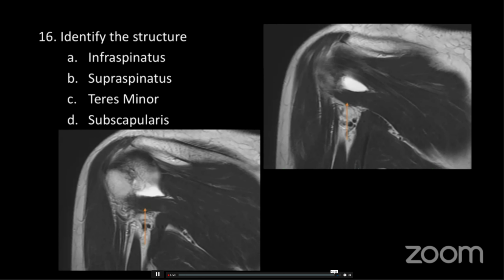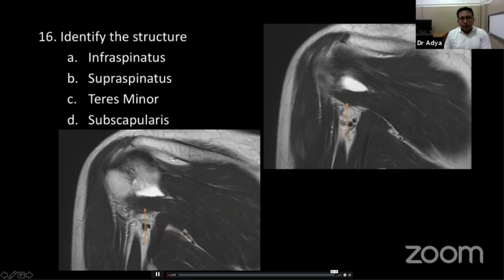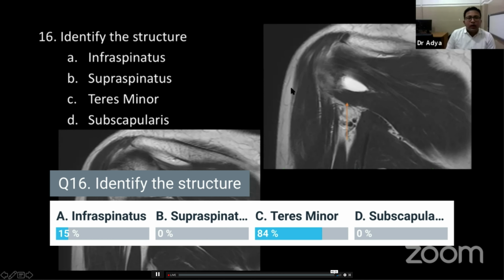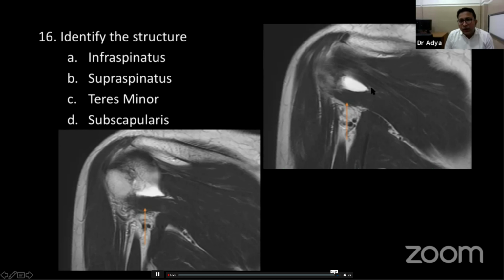I'm ending the poll, sir. So 84% of the attendees have answered C, and 15% have answered A. This is again correctly answered by most of the people. So the answer is C, teres minor. In this case, the fluid was seeping between the infraspinatus and teres minor. Usually they lie very close to each other, separated by a very thin fat plane. But since traumatic fluid collection was accumulating, it separated these two muscles.